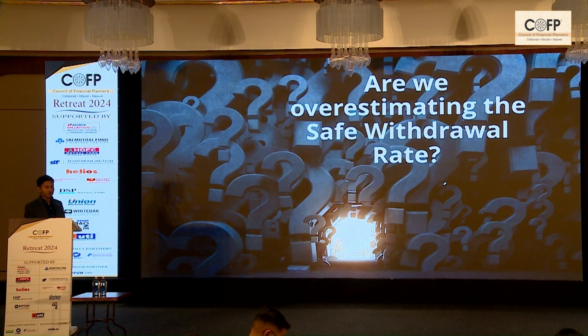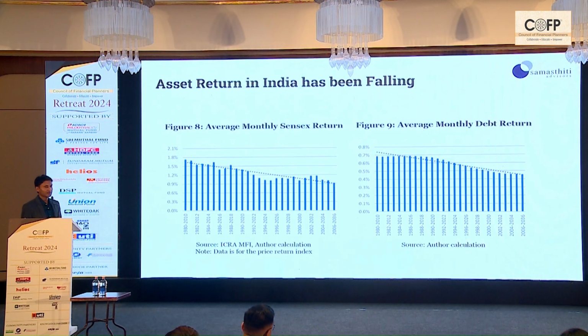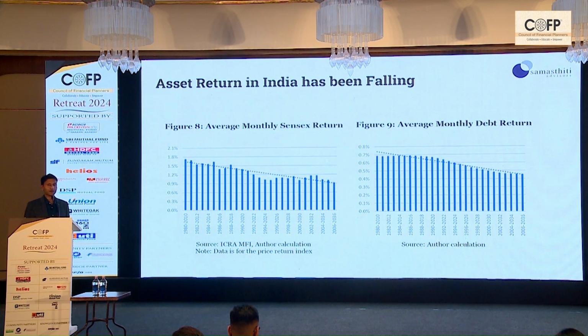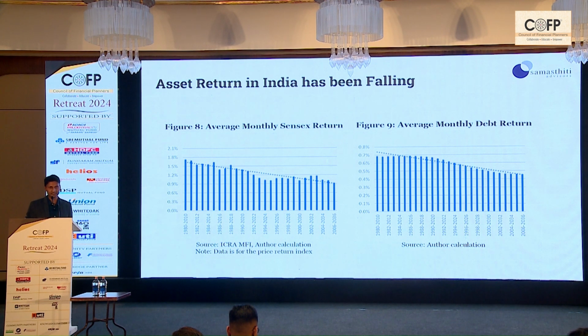However, I think we need to answer the question, are we overestimating the withdrawal rate? So let's look at why the previous analysis is a bit of an issue. If we look at asset returns in India, be it equity or debt, it's been falling. So I think that's been a structural decline in asset returns in India, right? So when you are using historical data, which is actually showing a structurally declining return, you are actually overestimating the safe withdrawal rate, because today's generation and the next generation is not going to earn those returns.